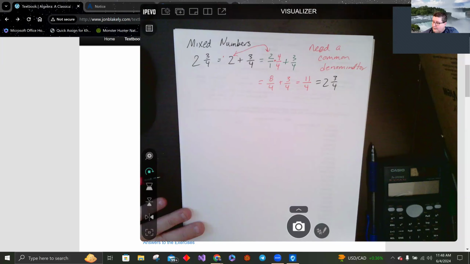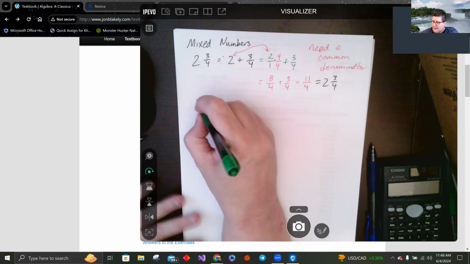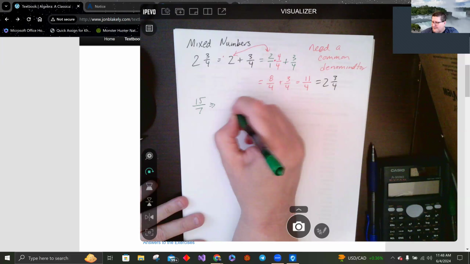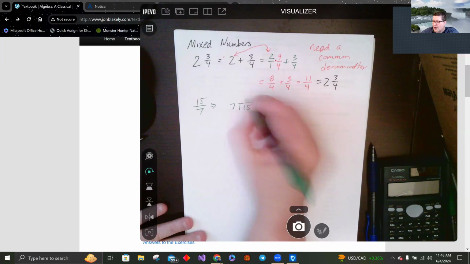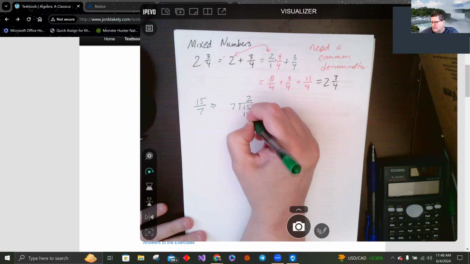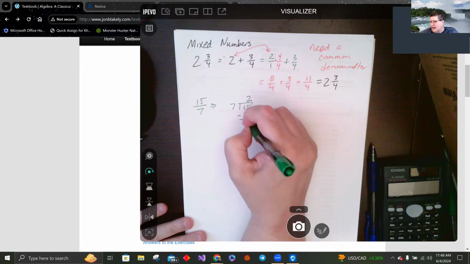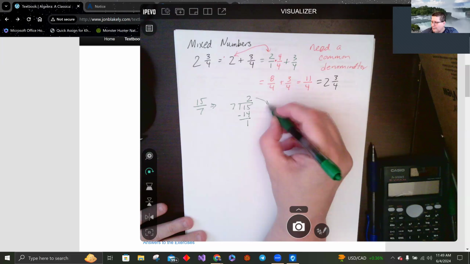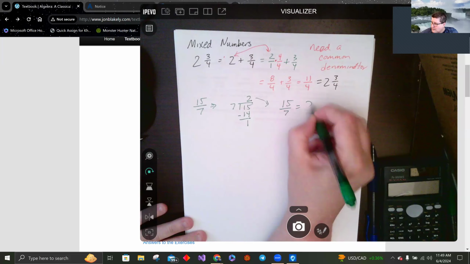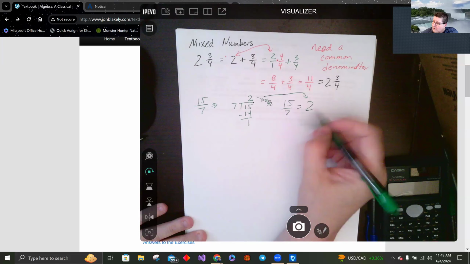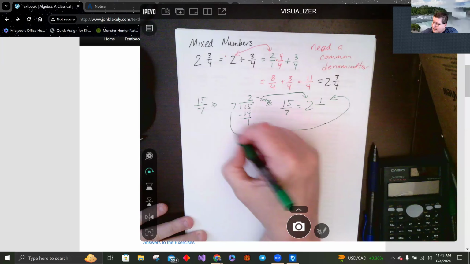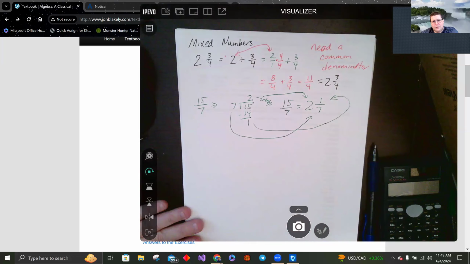If you want to go the other way, if I have 15 over 7 and I want to write it as a mixed number, what I'm going to do is I'm going to divide 7 into 15. It goes in twice. 2 times 7 is 14. I have 1 left. The 2 is the whole number. The 1 is the numerator. And the denominator stays the same. 15 over 7 equals 2 1/7.